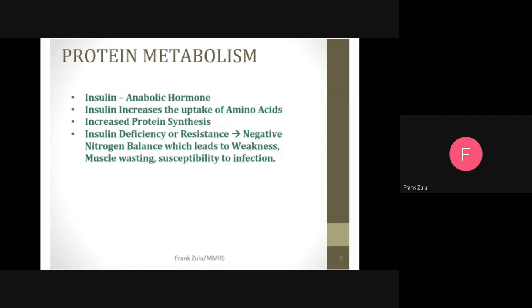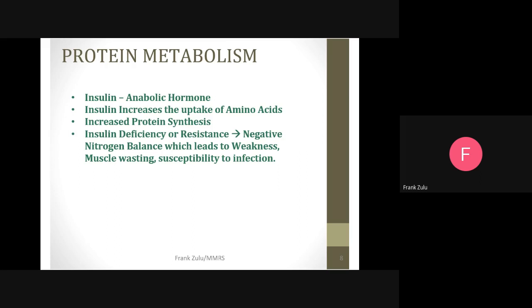Protein metabolism. So what does insulin do to protein metabolism? Remember, like I said, insulin is an anabolic hormone, meaning it promotes building of things. In the case of proteins, it means it promotes amino acids to be converted to proteins. Whenever you have insulin, the muscles will be able to take up amino acids. The muscle and the other cells will be able to take up amino acids so that they can build up proteins.